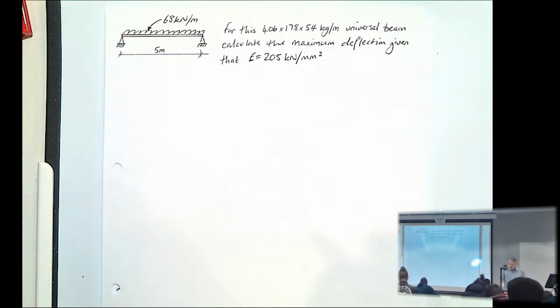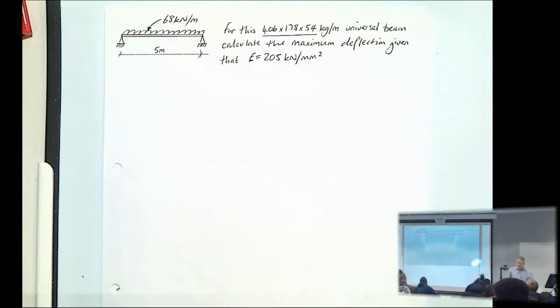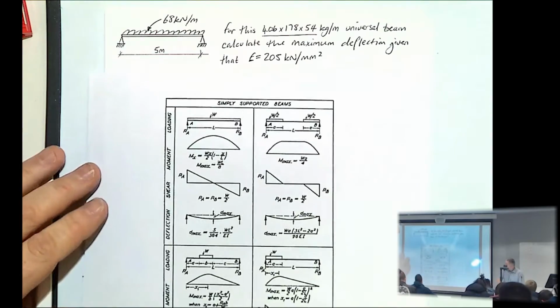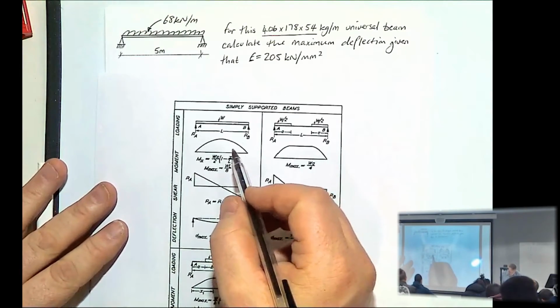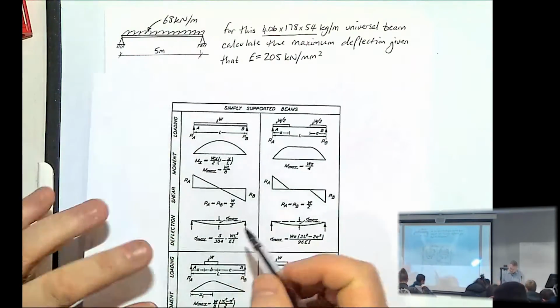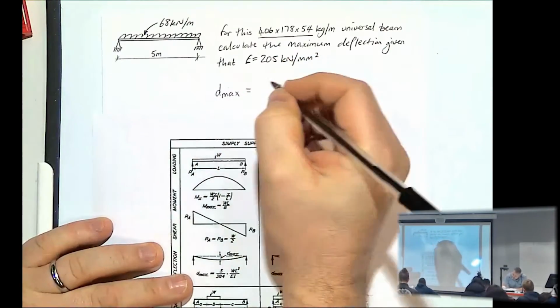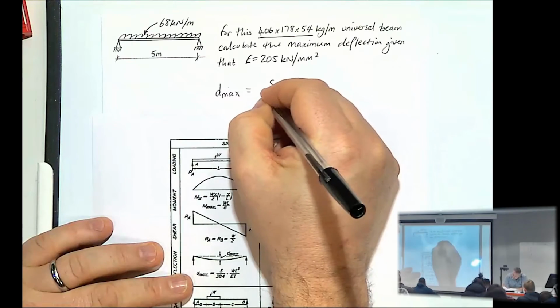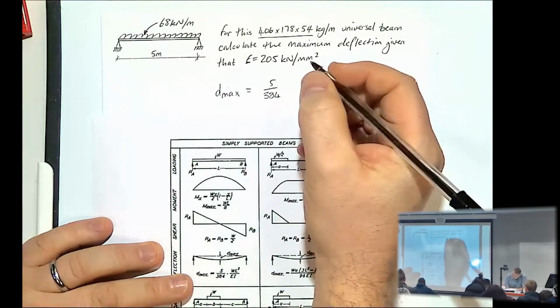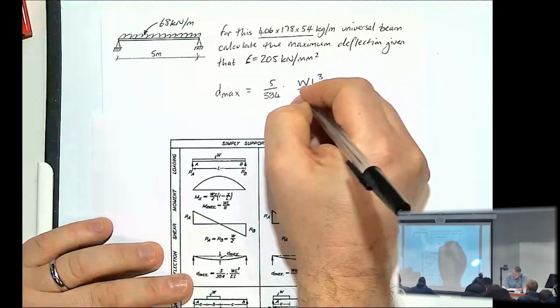Usually when you're given the beam itself, you're going to have to pull off some values from our tables. We can immediately look again at our deflection formula. So we've got our D max, this is what we're trying to find out, the maximum deflection: 5 over 384, WL cubed over EI.